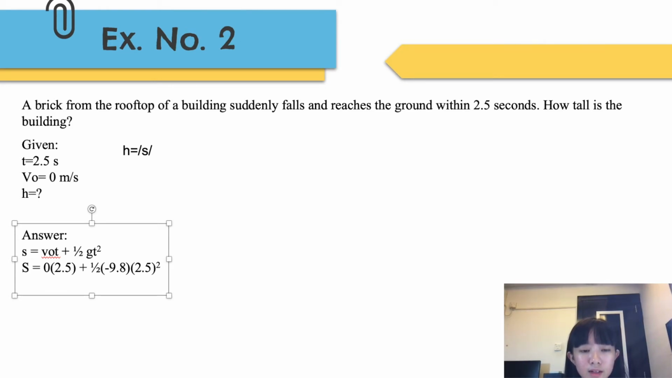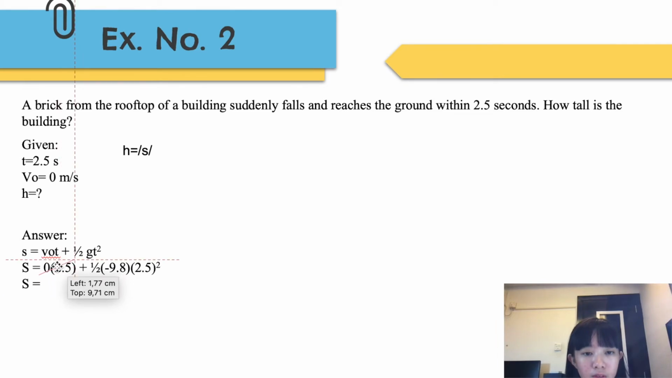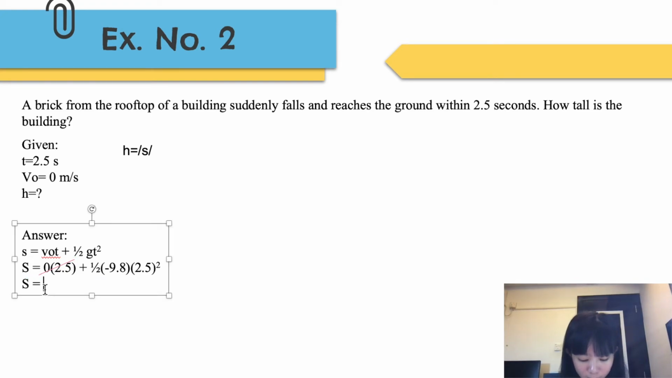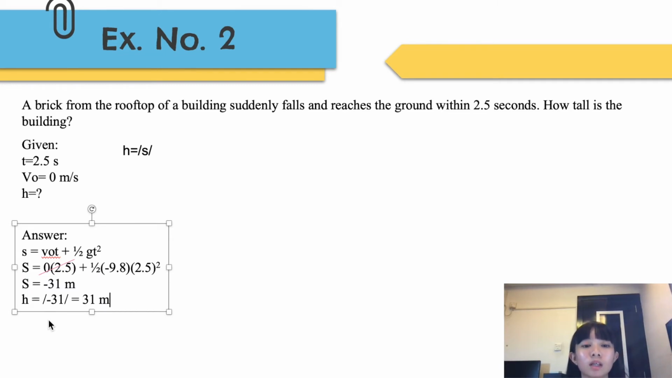Now we're going to calculate the result. Zero times 2.5 will equal 0, so we'll just cancel this. So displacement equals negative 31 meters approximately. Now, note that the height equals the absolute value of the displacement, which is negative 31, so the height will become 31 meters. And there we have it, the final answer.